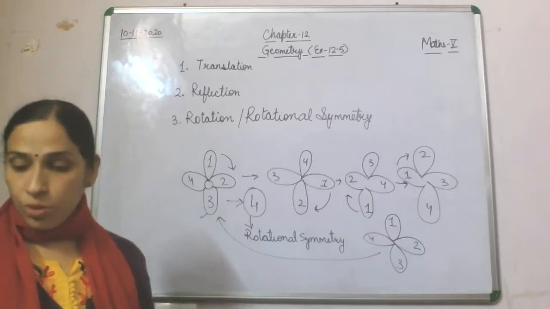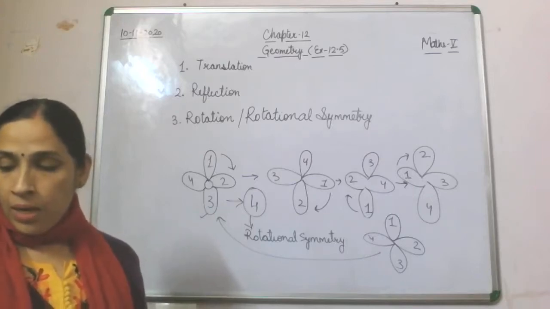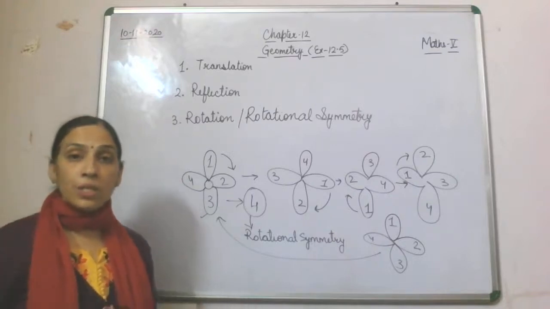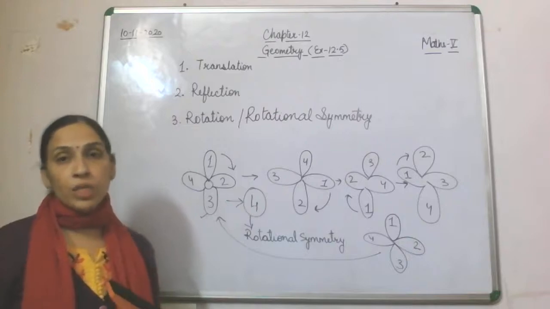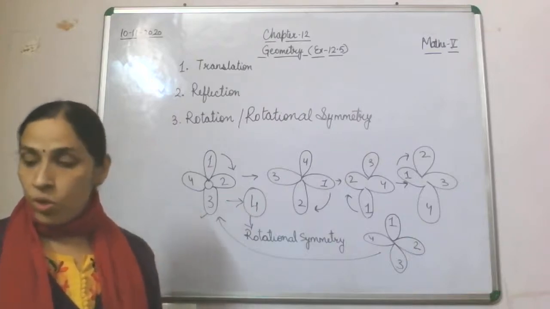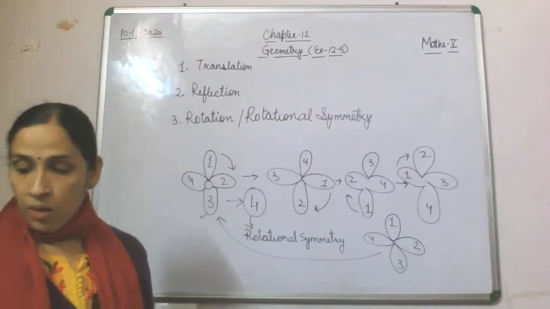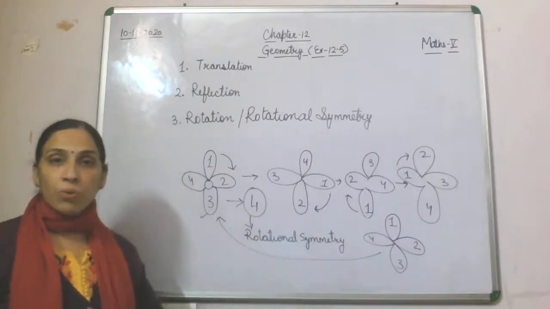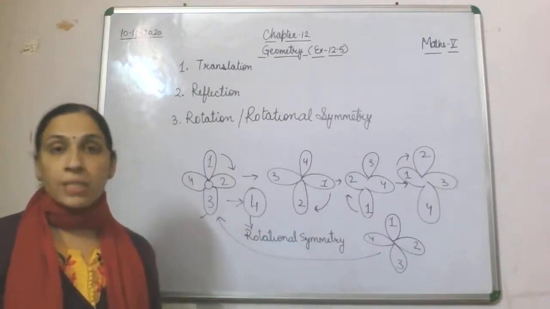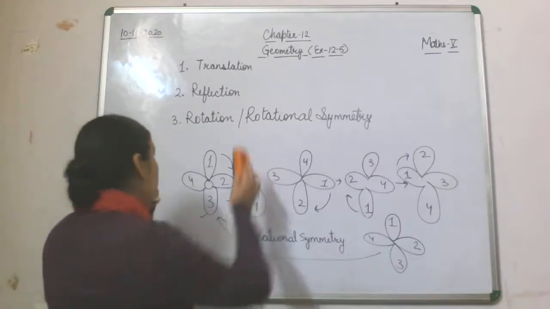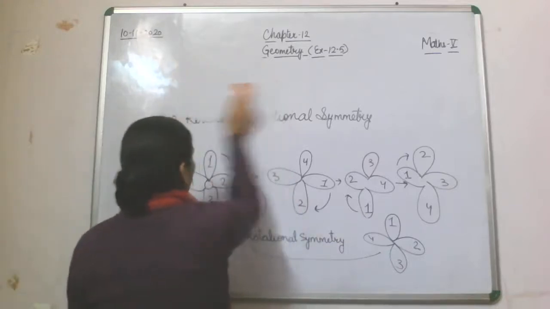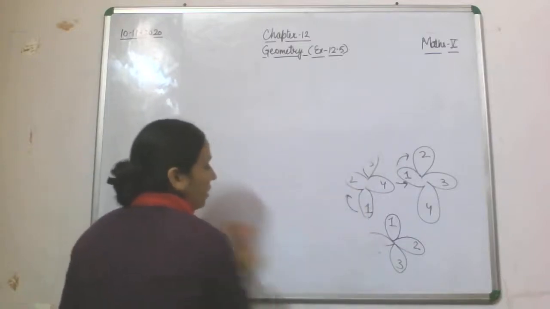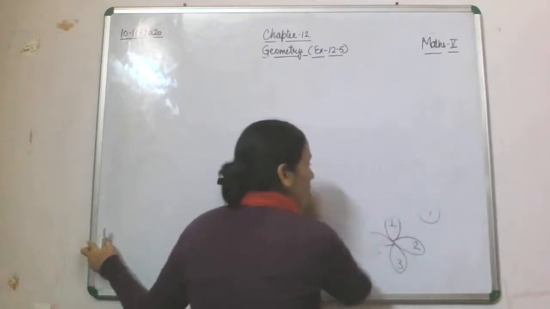Now children, we are going to take exercise 12.5. Again, translation and reflection and rotational symmetry, that only we are going to see in all. Order of rotational symmetry is very important. I'll make you understand the order of rotational symmetry also. So let's start exercise 12.5. Exercise 12.5, question 1 is related to translated position only. So let's see that.